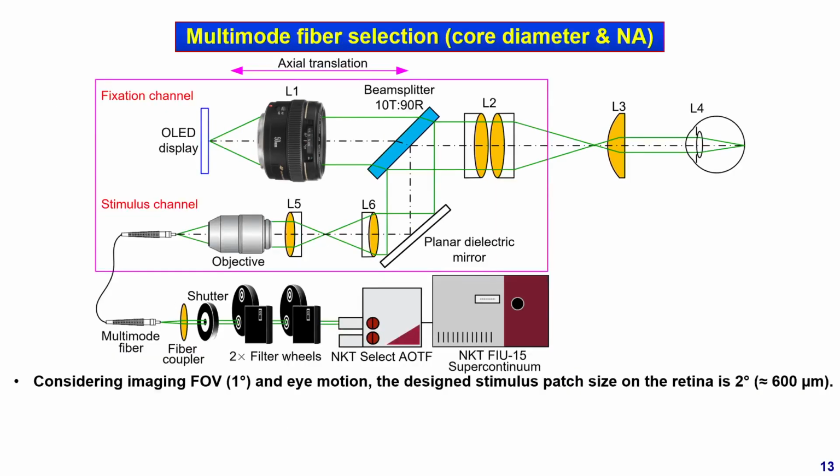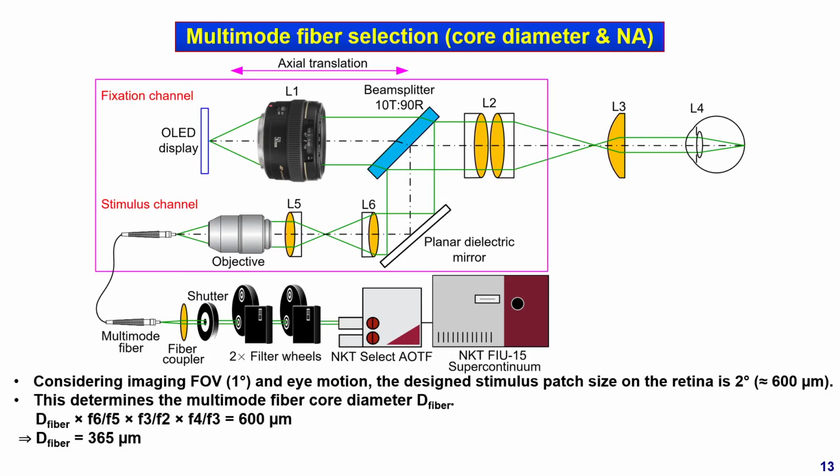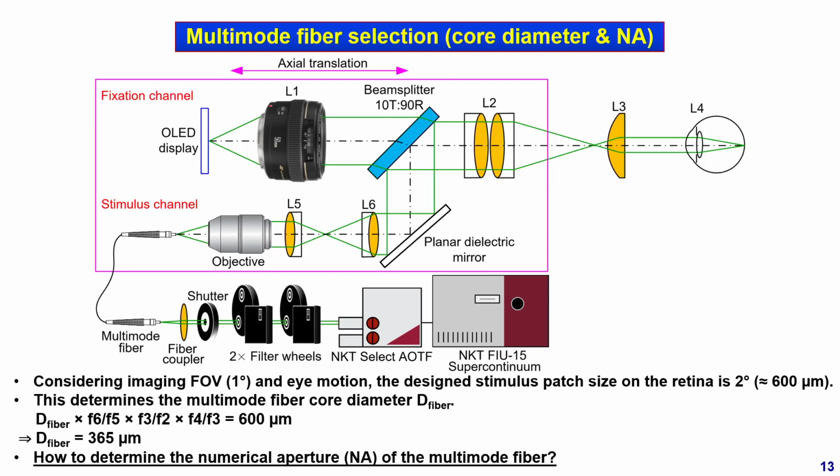Considering our imaging field of view and eye motion, we designed the stimulus patch size on the retina to be 2 degrees. This determines the fiber core's diameter to be 365 microns based on magnification. The next question is how to determine the numerical aperture of the fiber.